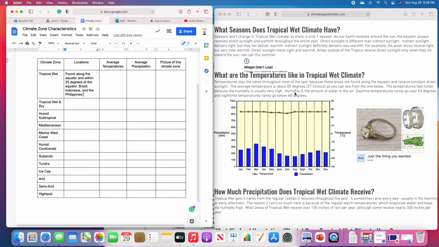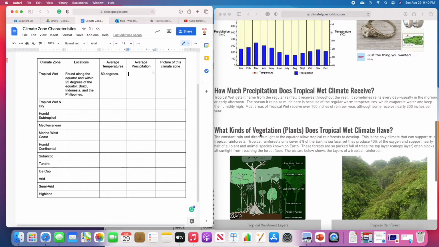So we're going to go ahead and we want the average temperature. So the average temperature is about 80 degrees. So we're going to put that in here. All right, next we want average precipitation.